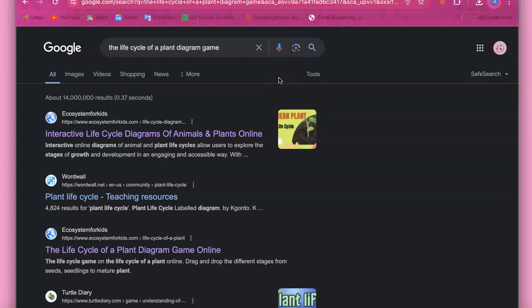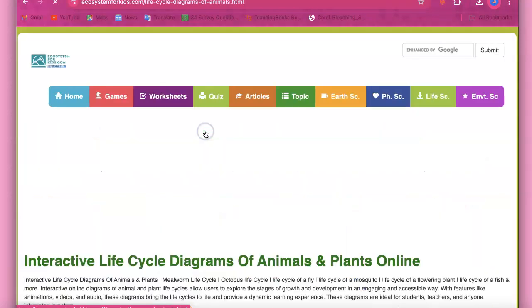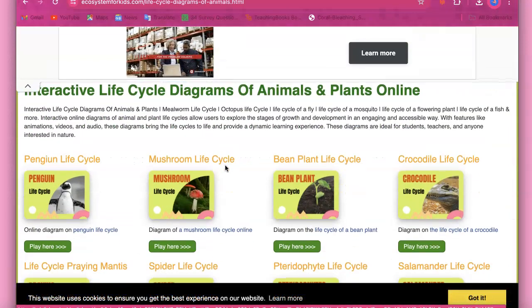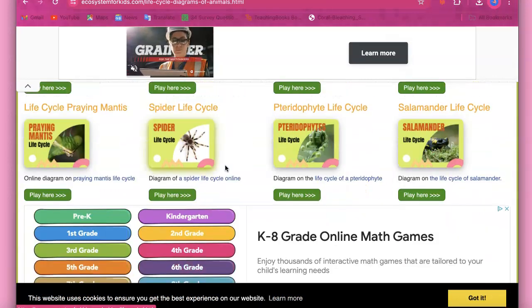Hi guys, today I'm going to be going over one of the apps I would like you guys to use for our PBL unit over the plant life cycle. So this is the website Ecosystem for Kids, and I will have it linked so you can access it. So you can just click it, you don't have to look anything up.